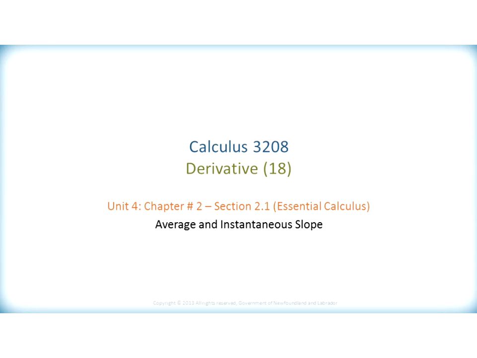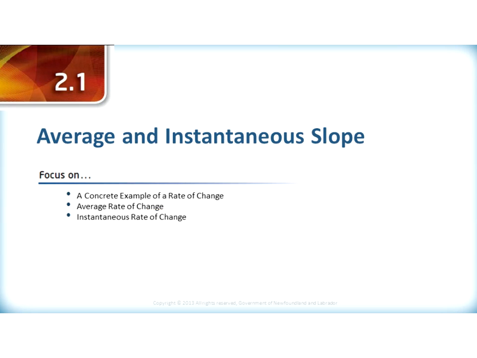And today we're going to start right into the fourth unit, which is sort of one of the most important sections of this course, all about the derivative. So we're going to talk about derivatives in this entire unit, but specifically in this session we're going to talk about average and instantaneous slope, also known as average or instantaneous rate of change. So let's get down to business.